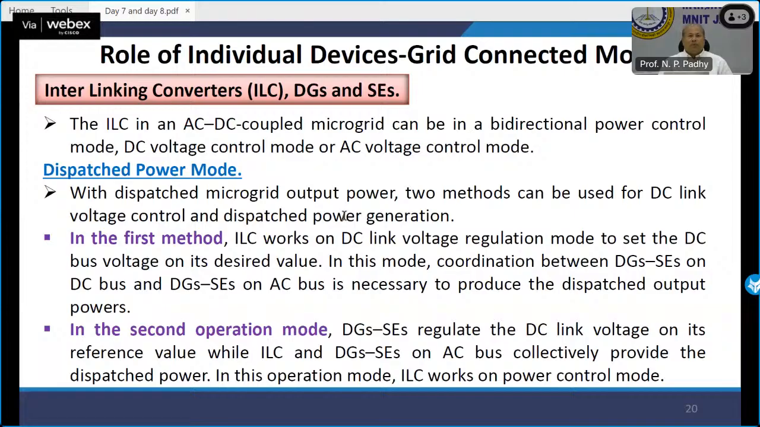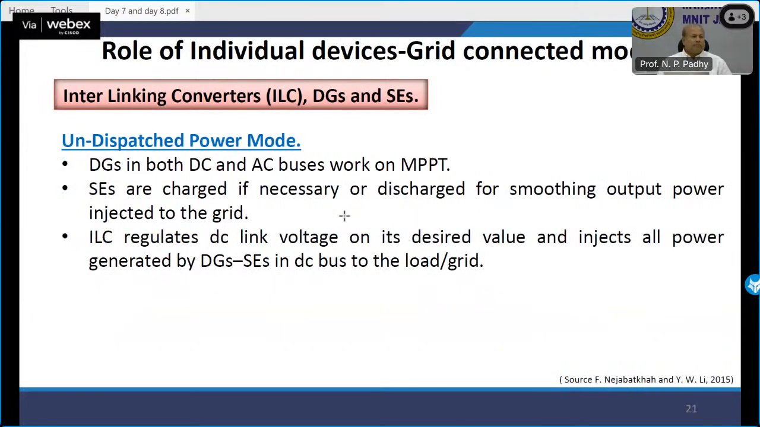And in this mode, coordination between DGs and energy sources on the DC bus, and DGs and energy sources on the AC bus is necessary to produce the dispatched output power. Now, in case of the second operation mode, the distributed generation SCs regulate the DC link voltage on its reference value, while the ILC and the DGSCs on the AC bus collectively provide the dispatch power. In this operation mode, ILC works on power control.